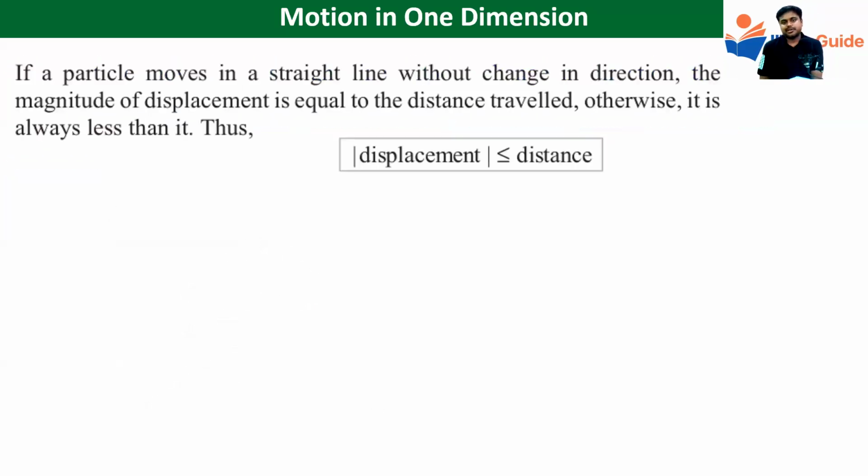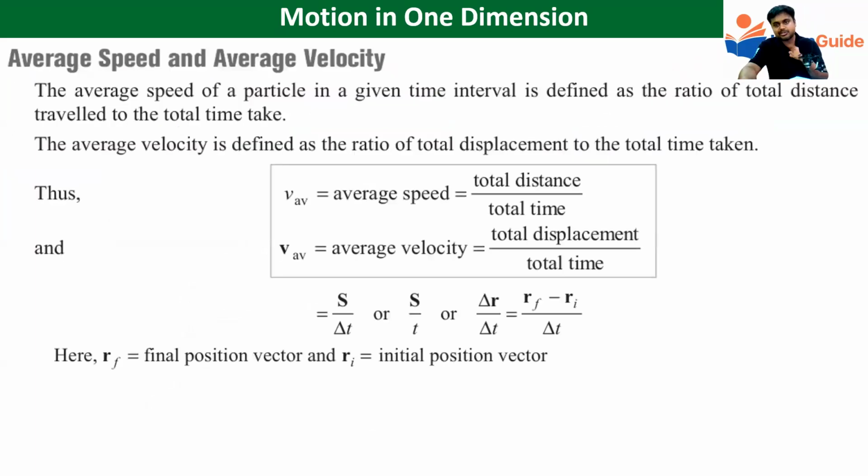If a particle moves in a straight line without changing direction, then displacement is equal to distance. Otherwise, it's always less than that. Average speed and average velocity. Average speed means total distance by total time. Average velocity is the total displacement divided by the total time taken.